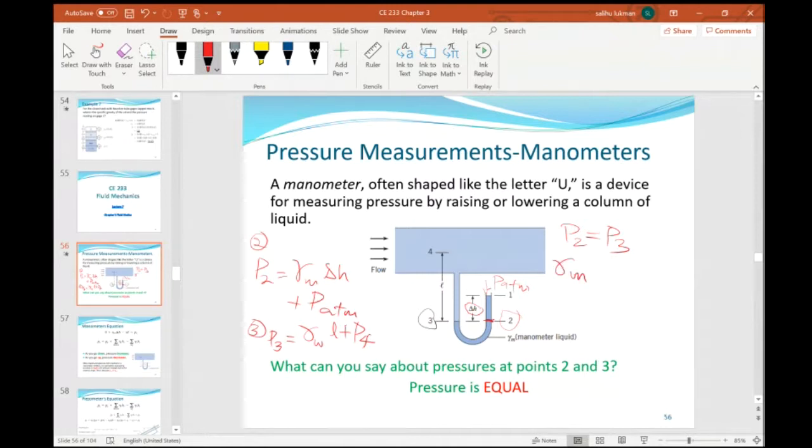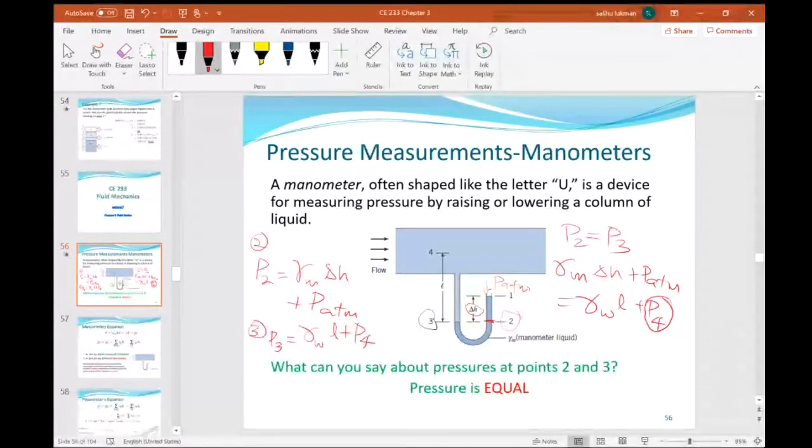That is gamma_M delta H plus P_atm equal to gamma_W L plus P4. You can see here the only unknown is P4. For atmospheric pressure, you can use the exact value if you want to find the absolute pressure, whereas if you want the gauge pressure, you set the atmospheric pressure to be 0. L and delta H are values that should be known. So here you just make P4 the subject of the formula. Is it clear?